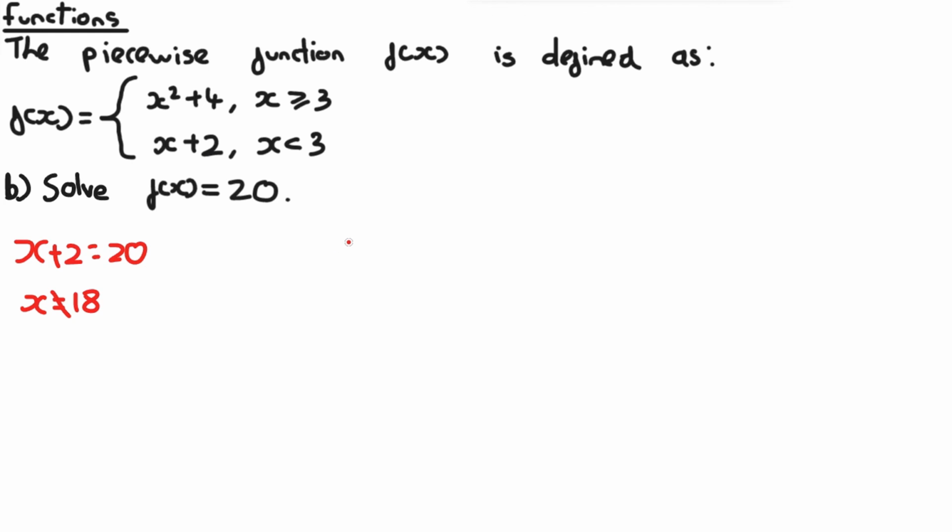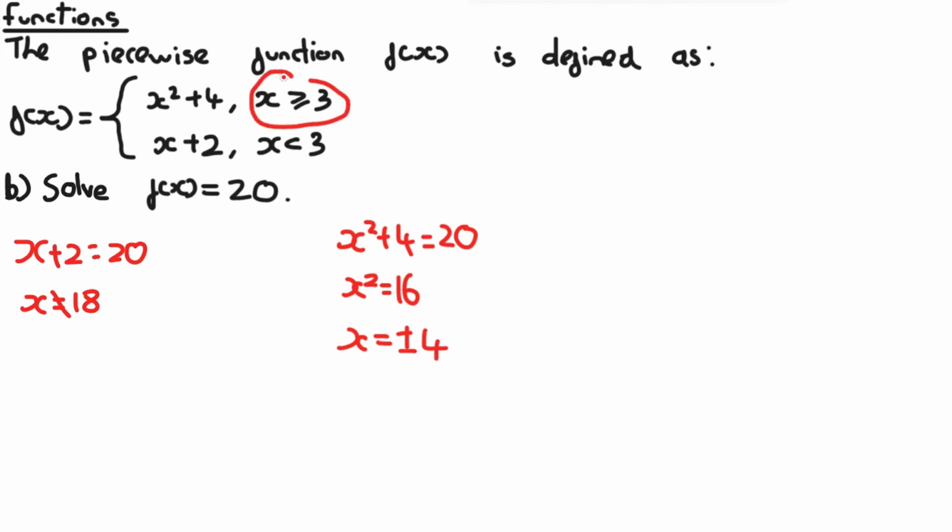The other function is x squared plus 4, and this is equal to 20, so x squared is equal to 16, so x is equal to plus or minus the square root of 16, which is 4, and this is for the domain when x is bigger than or equal to 3. So x cannot be equal to minus 4 because this isn't bigger than or equal to 3, but x can be equal to 4 because this does lie in the domain. So there is one solution, when x is equal to 4, and that's the final answer.